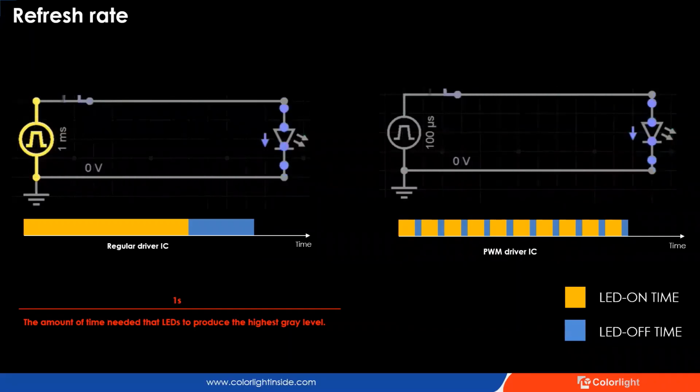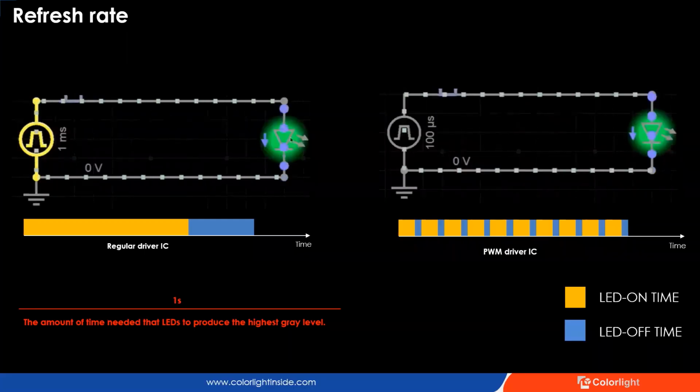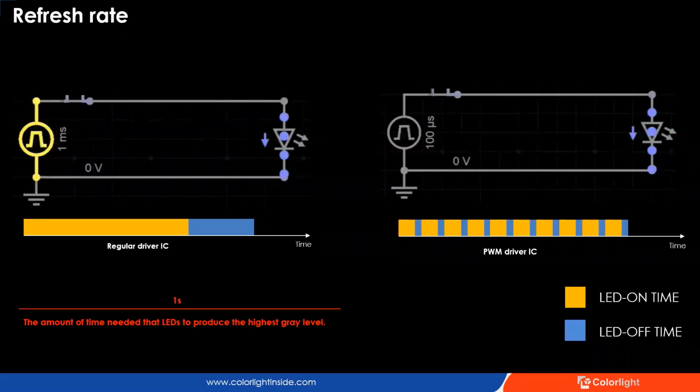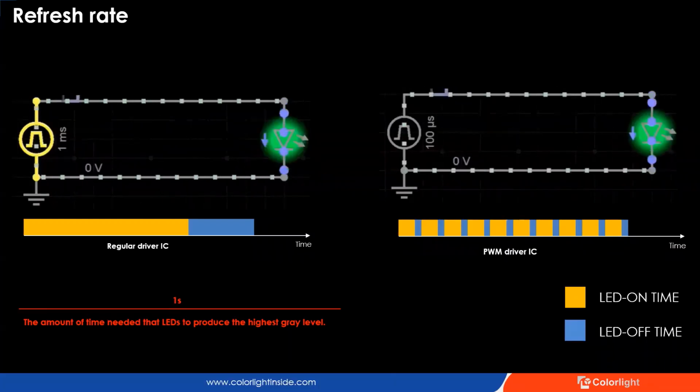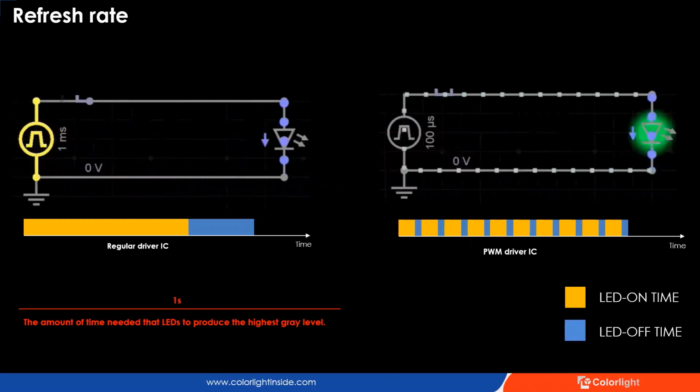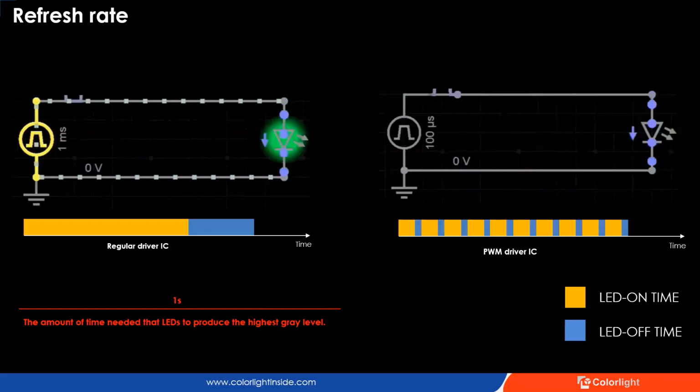On the other hand, the highest refresh rate is related to the grayscale. The higher the grayscale, the longer the time for the LED to produce the grayscale, and the fewer times the highest gray level can be presented in a second. So increasing the LED screen's grayscale would lower its refresh rate.